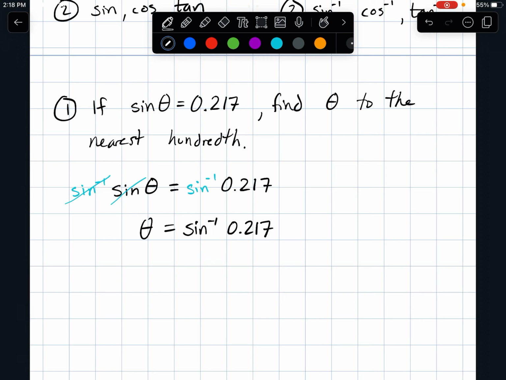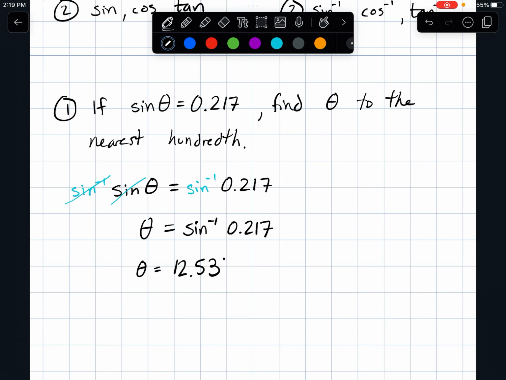Okay, this, you must use your calculator to evaluate this. So you're going to go to the trig button, and of all your trig functions, you're going to see the sine, cosine, tangent. Underneath that, you should see the inverse sine, inverse cosine, and inverse tangent. So you're going to select the inverse sine, type in 0.217 and hit enter, and you should get a value of 12.53 degrees. Okay, so make sure you're getting that. That's going to be the inverse sine. Let me just double check that. And yes, we do get that answer.